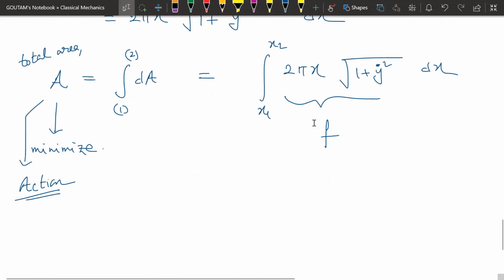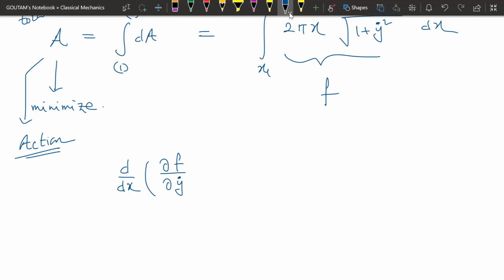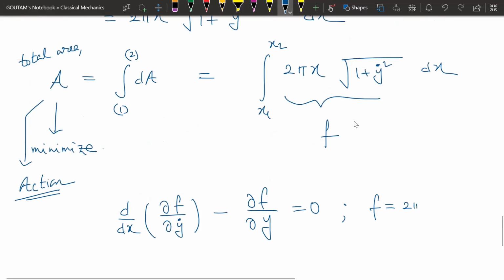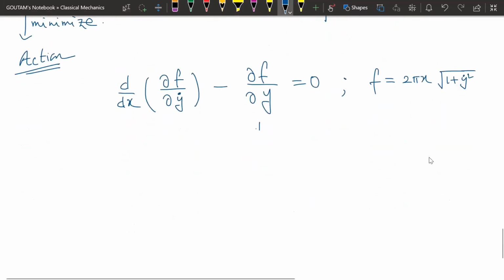So in that case, this f will follow an equation like d/dt of del f del y dot. Oh, again, I'm making the same mistake. It's not d/dt, it's d/dx. x is the independent variable here. d/dx of del f del y dot minus del f del y equals 0, where f is 2 pi x root under 1 plus y dot square. So in that case, del f del y will be 0.